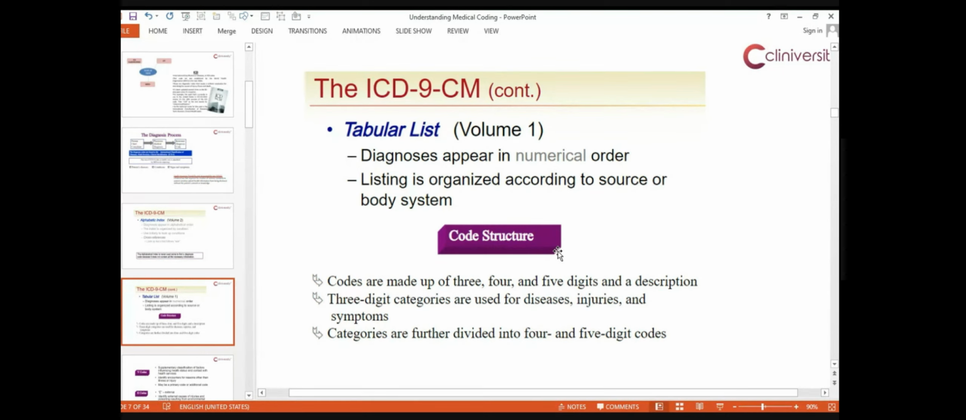Here, if we talk about how the code looks, the code structure is that codes are made up of 3, 4 or 5 digits. Minimum 3 must be there. So it is made up of 3, 4 and 5 digits and a description. 3-digit categories are used for diseases, injuries and symptoms. Categories are further divided into 4 and 5-digit codes also.